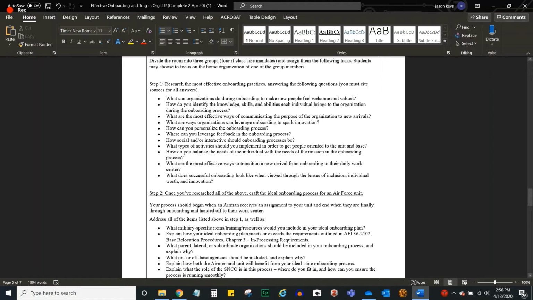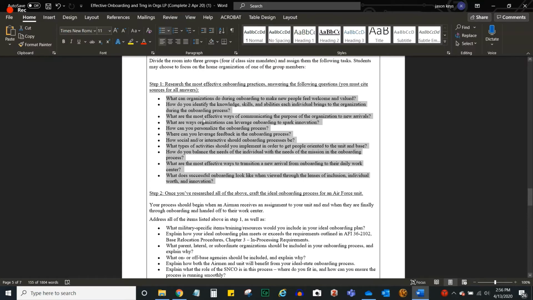So step 1, they're just looking out there in the world, not even necessarily military onboarding processes, but just organizational onboarding. What are the best practices that are out there? So the first thing they need to do is answer all these questions and get some good research done.